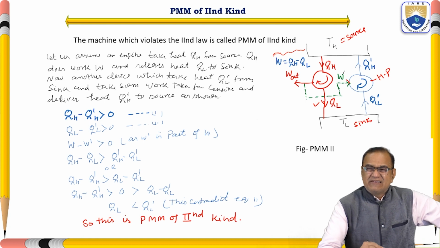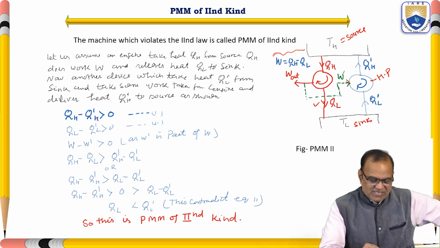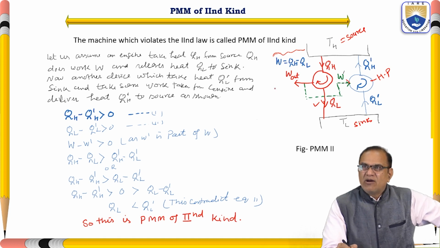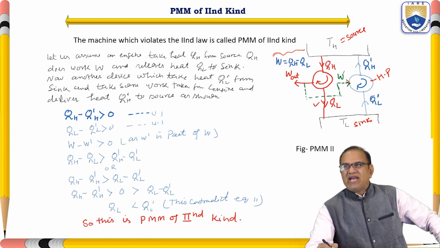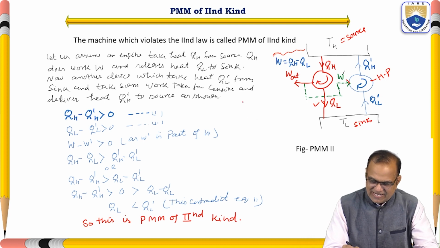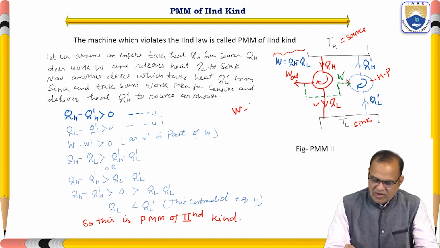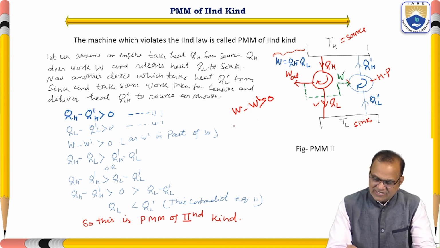Now we can see here that W is what? W is QH minus QL, which is greater than Q prime H minus Q prime L. Okay, so this we can see here that W minus W prime is greater than 0. So we can see this W is equal to what? It is QH minus QL greater than Q prime H minus Q prime L.